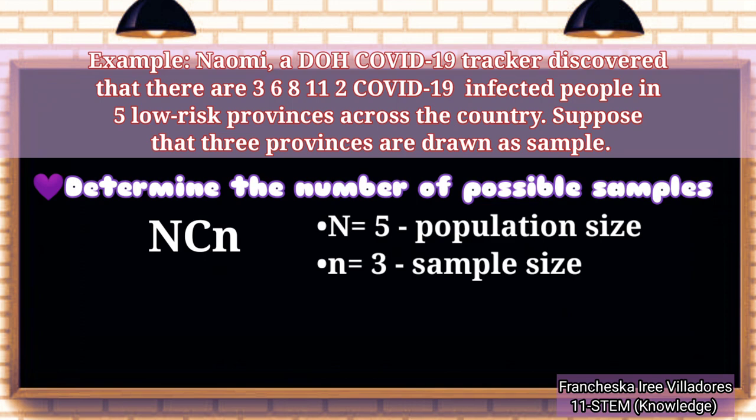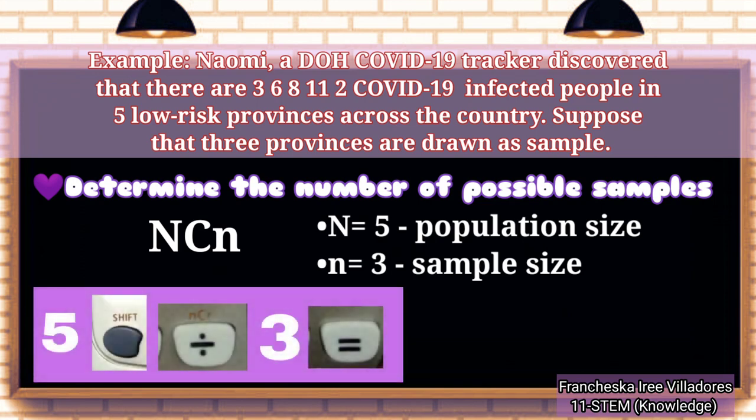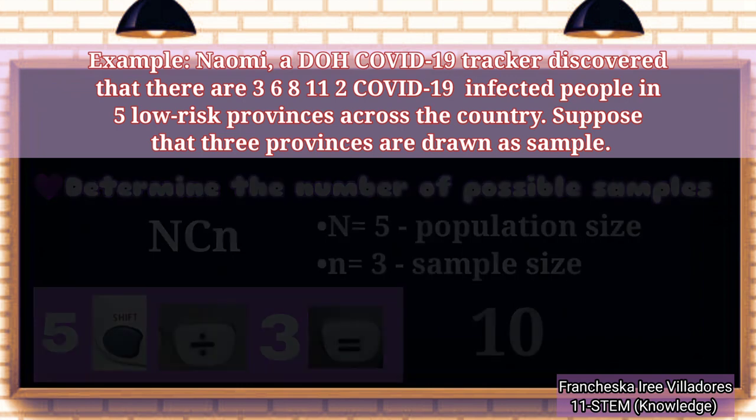Paano nga ba makuha ang number of possible combination or NCR through the use of calculator? Madali lang. Unahin natin ang population size natin, 5. Shift ang symbol ng division, then 3, which is yung sample size natin. Then equal, ang lumabas ay 10. So, meron tayong 10 possible samples of size 3 that can be drawn from the given data.